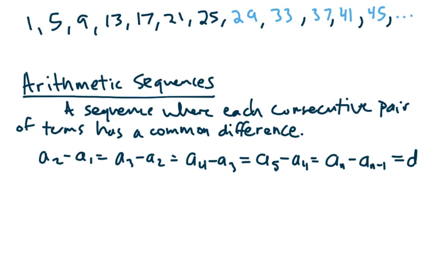So for example here, we've got 5 and 1, and the difference is 4. 9 and 5, and the difference is 4. 13 minus 9 is 4. Every pair of consecutive numbers should have the same difference.